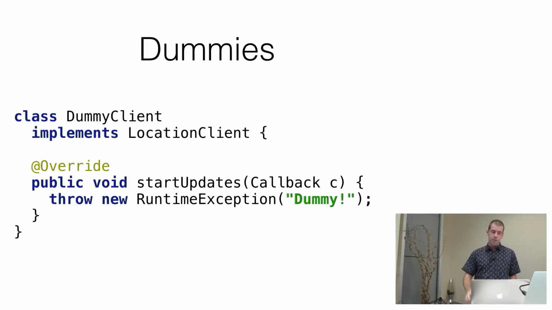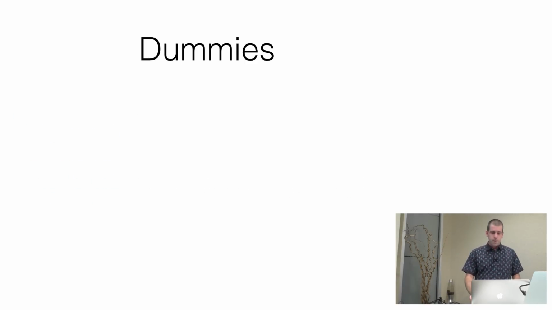I recommend that you throw. It's good. Don't just return a default value, because the dummy contract basically says, don't call this. So if it's called, you should get out of there. A few more examples. I already mentioned -1.